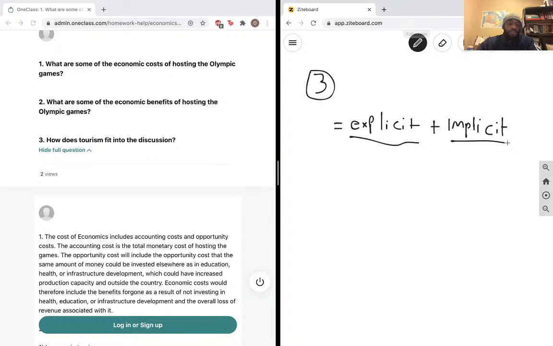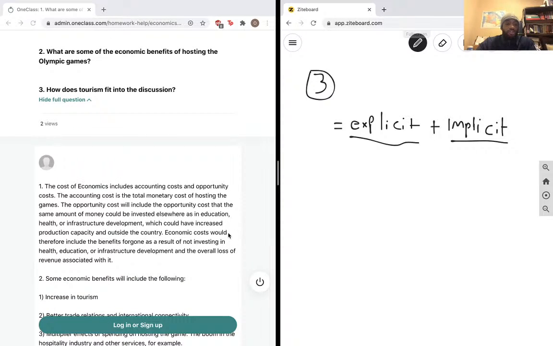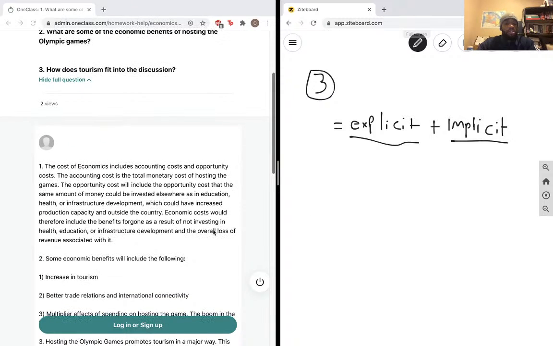The opportunity cost would include that the same amount of money could have been invested elsewhere. For example, invested in education, health, or infrastructure development, which could have increased production capacity in the country. Economic costs would therefore include the benefits foregone as a result of not investing in health, education, or infrastructure development, and the overall loss of the revenue associated with it. So that's a complete answer.